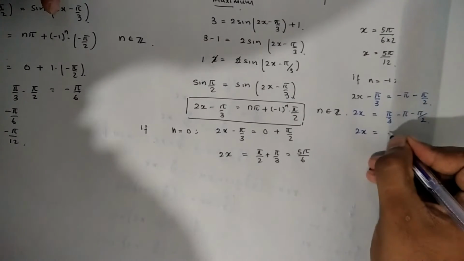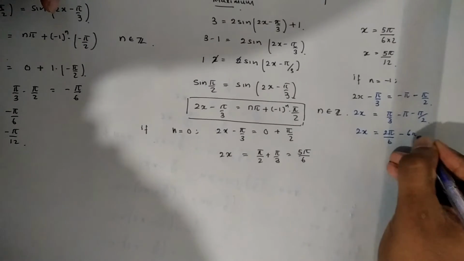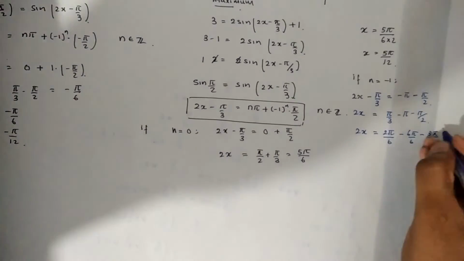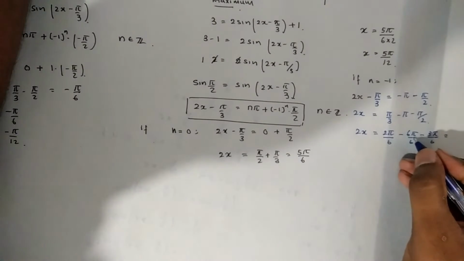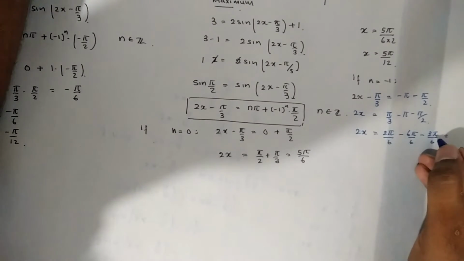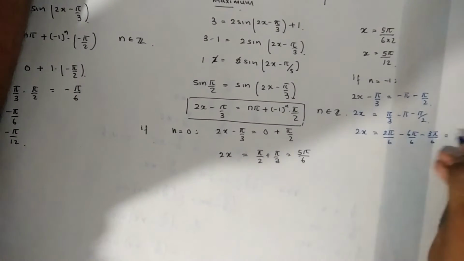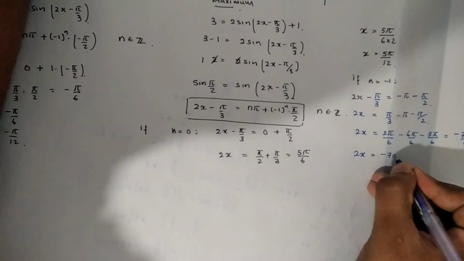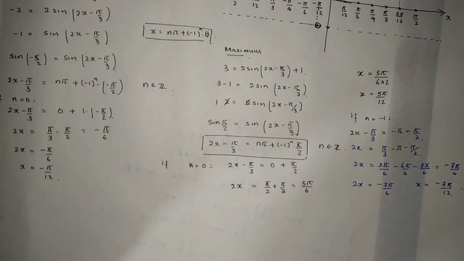6 is the common denominator, so 2 pi by 6 minus 6 pi by 6 minus 3 pi by 6. So this will give you 2 pi minus 6 pi minus 3 pi is minus 9 pi, minus 9 pi plus 2 pi is minus 7 pi, so minus 7 pi over 6, but that is 2x. 2x is equal to minus 7 pi over 6, so x is equal to minus 7 pi over 12.